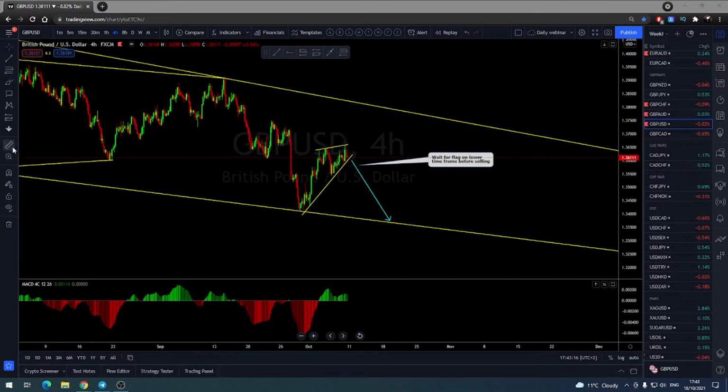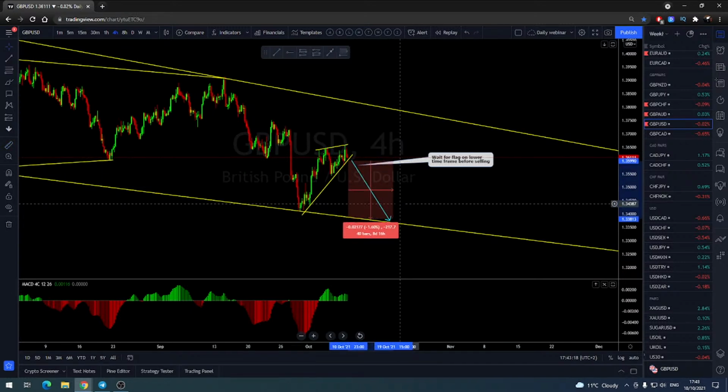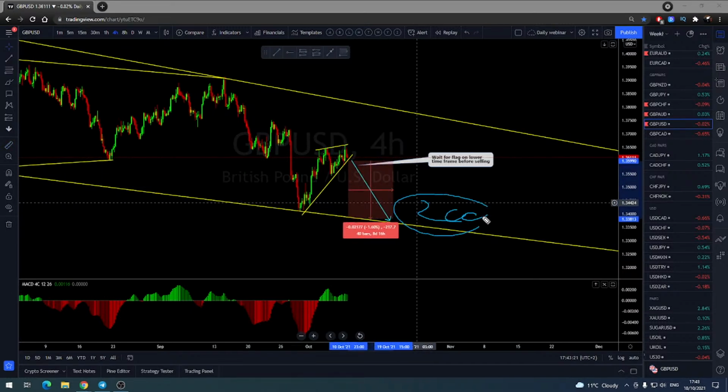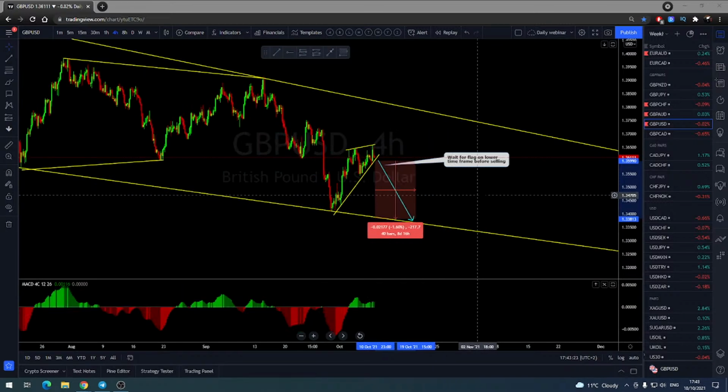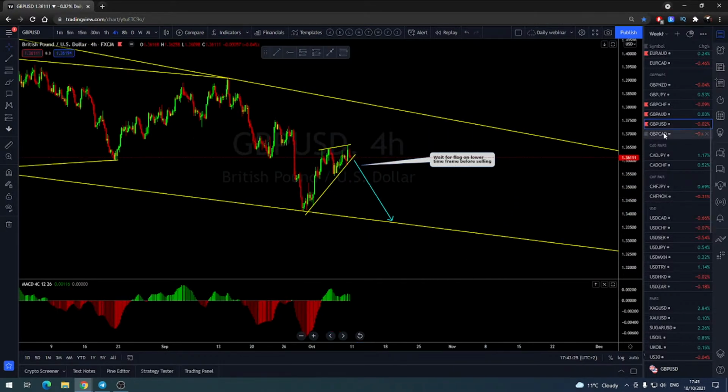So nice money. So how many pips can be made over there? Yeah, 200 pips. It's definitely worth trading it, okay? It's worth trading it. Just wait for the flag first, okay?